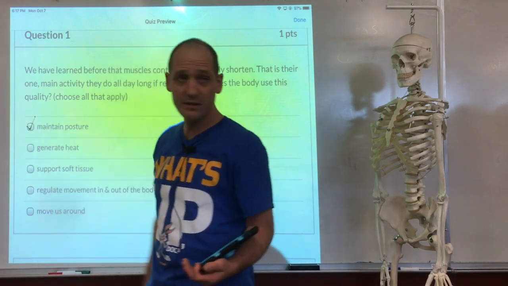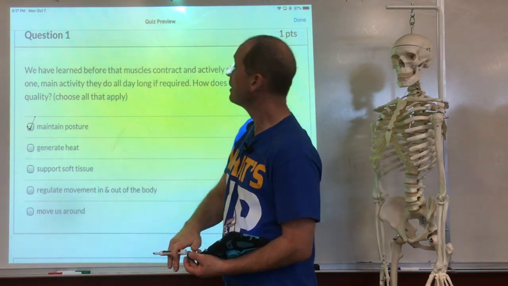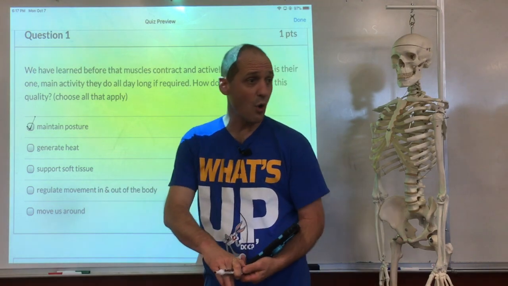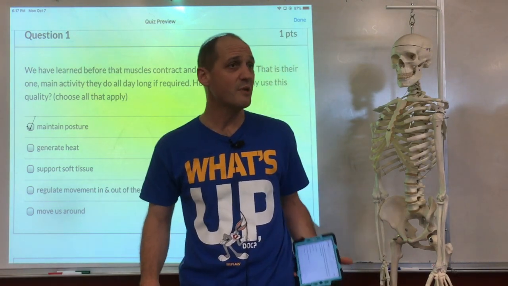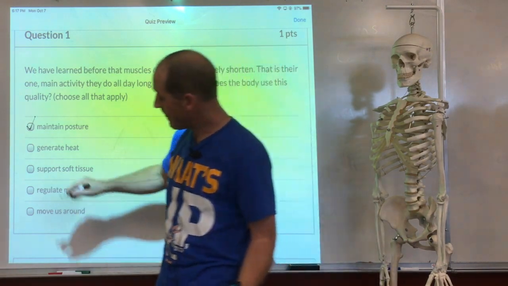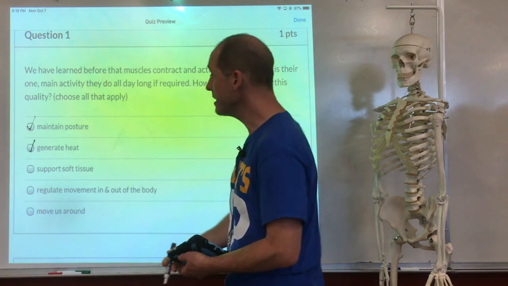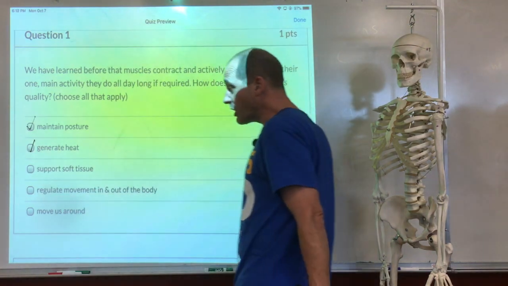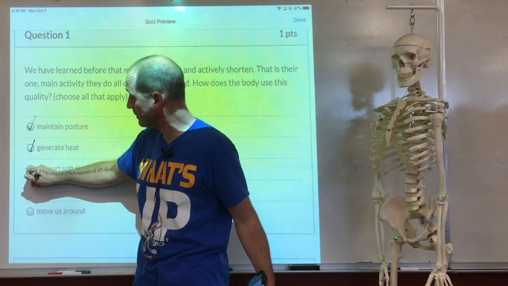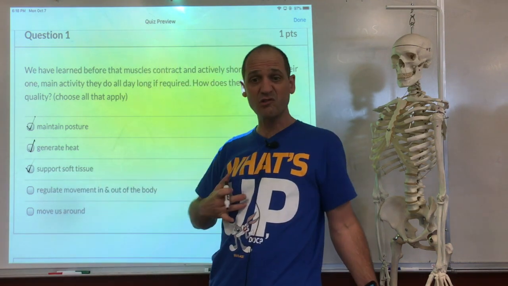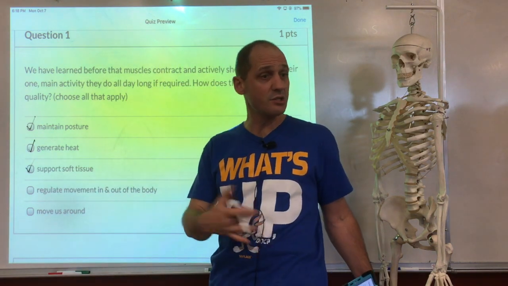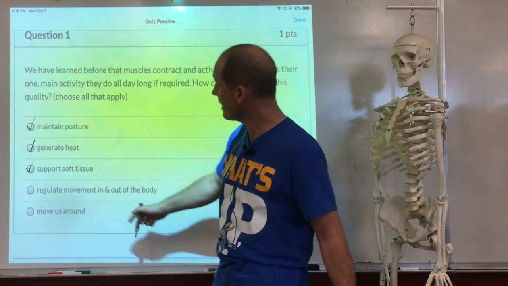Maintain posture. You maintain posture, right? Generate heat. So if you are cold and you have to make yourself warmer, you do jumping jacks. That'll get you warmer. That's generate heat. Support soft tissue. Like the stomach wall holds the gut in. That's a support.